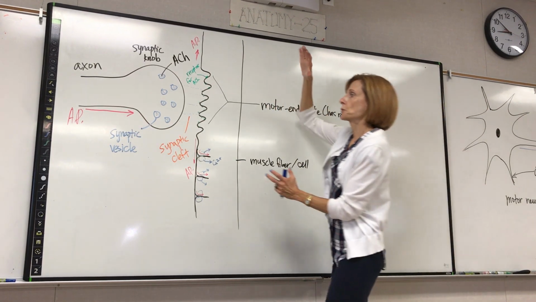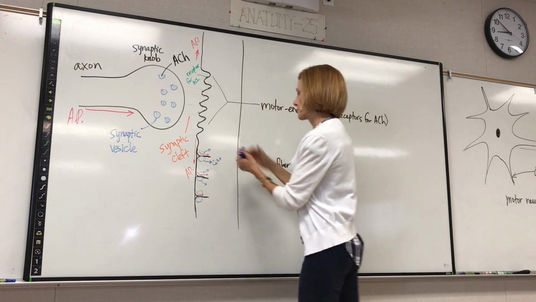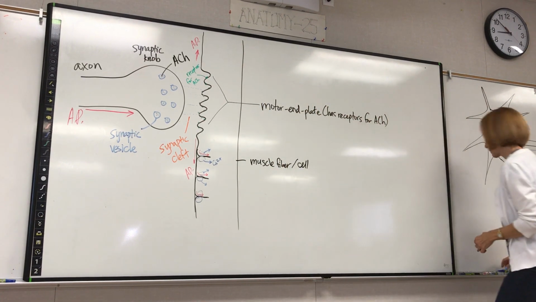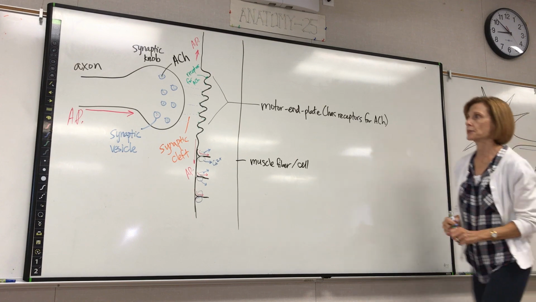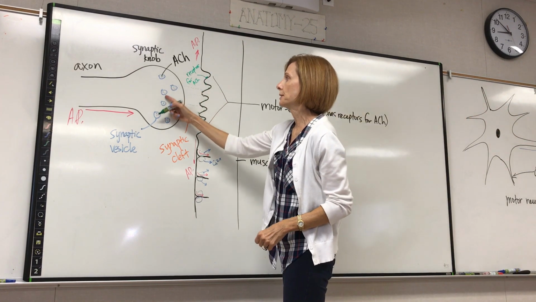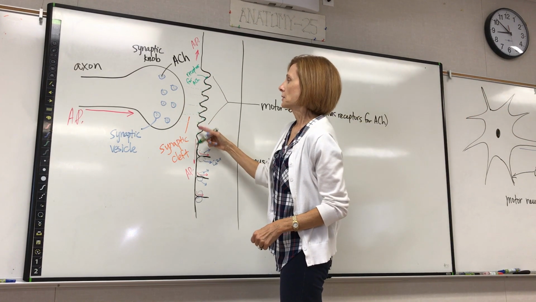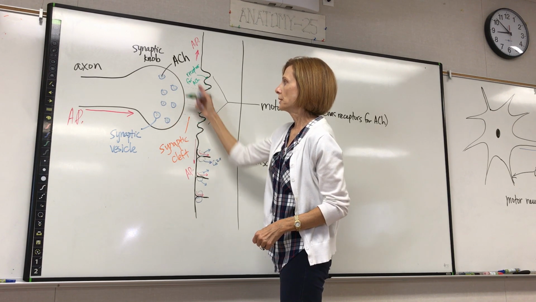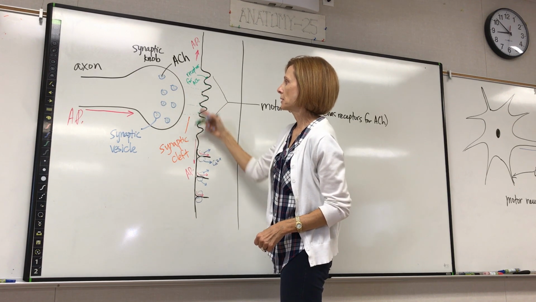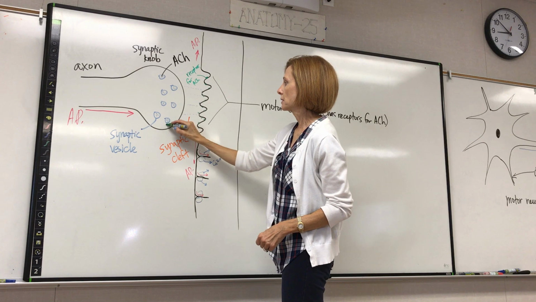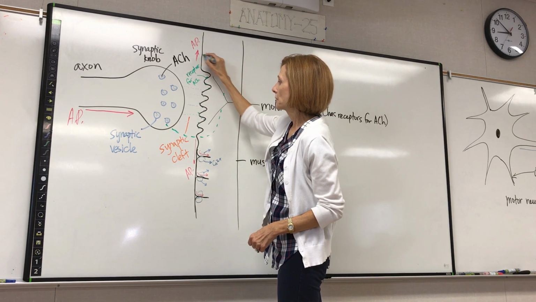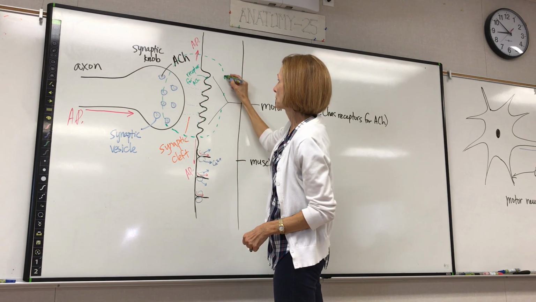So again, what we drew here is the neuromuscular junction. If you want to know exactly what the neuromuscular junction is, it would include the end of the axon, the synaptic cleft, and the motor end plate of the muscle fiber. So this is the neuromuscular junction.